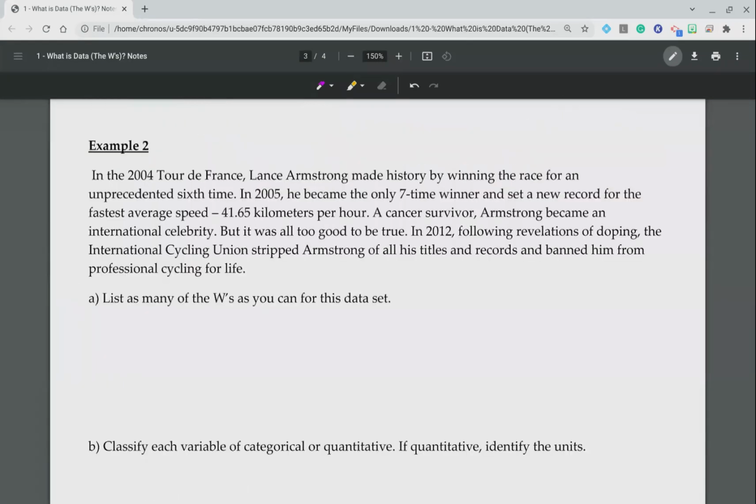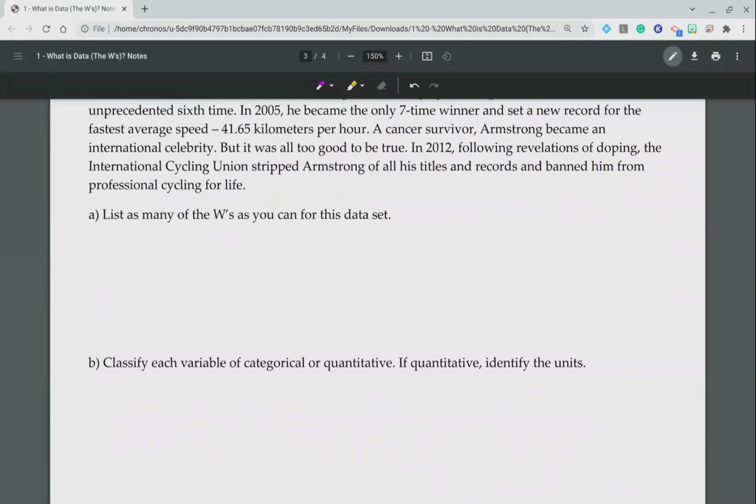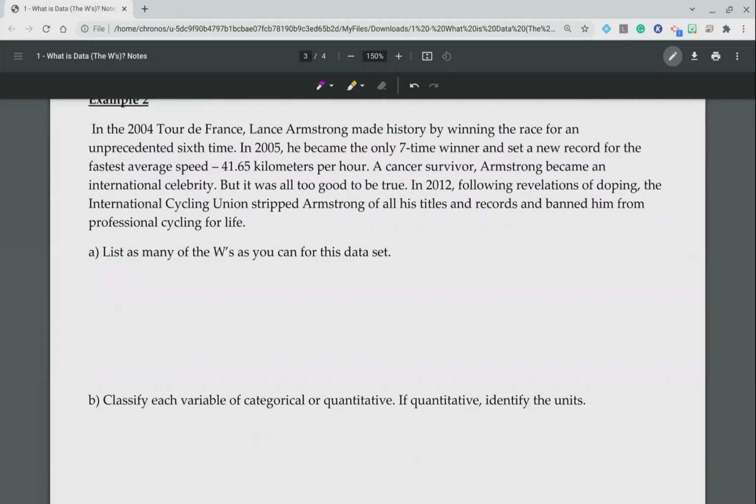Okay, so now we're going to take this example and we're going to try to find our who, what, where, when, and how. All right, in 2004 Tour de France, Lance Armstrong made history by winning the race for an unprecedented 6th time. In 2005, he became the only 7-time winner and set a new record for the fastest average speed, 41.65 kilometers per hour. A cancer survivor, Armstrong became an international celebrity, but it was all too good to be true. In 2012, following revelations of doping, the International Cycling Union stripped Armstrong of all his titles and records and banned him from professional cycling for life.